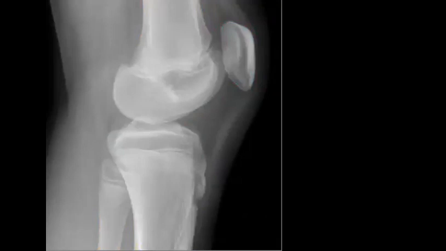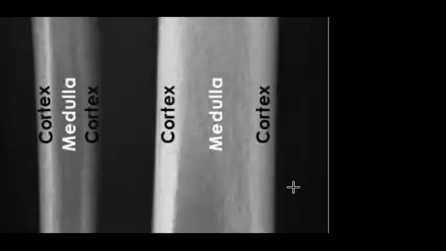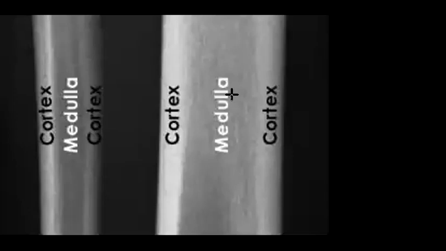Let's shift to the next. Here, make sure that you know from basic principles that this is the cortex and this is the medulla. And you can see what is called the trabecular pattern. Yes, this is the normal.